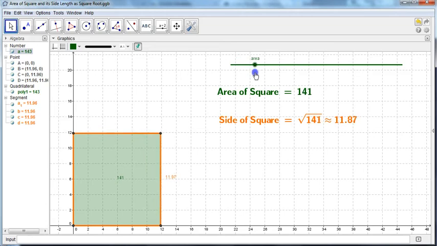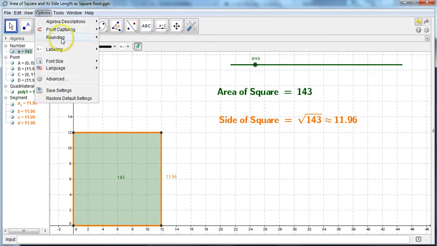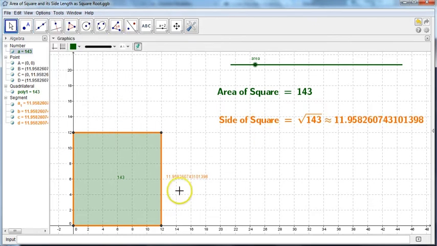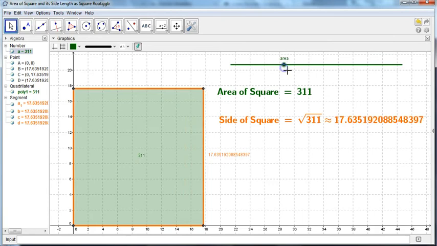GeoGebra, by the way, by default rounds to the hundredths place, but since we're talking irrational values, we may want to change that. If you go up to options and go down to rounding, you can see that we can round to up to 15 decimal places, which might be interesting to look at. And you can see that a more approximate value of the square root would be this longer decimal expansion.